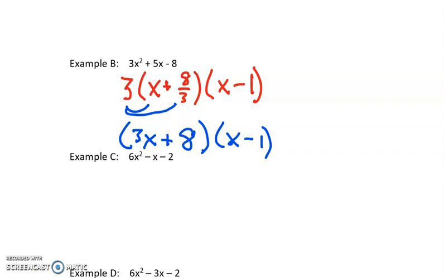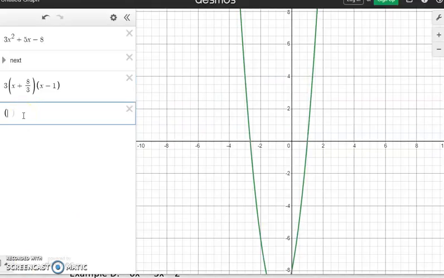Let's check that. So after we distributed, we said 3x plus 8. And then we said we're going to keep that x minus 1. Notice how it's a perfect match. It's got just the same zeros, which are your solutions there. It's an exact match to the curve.